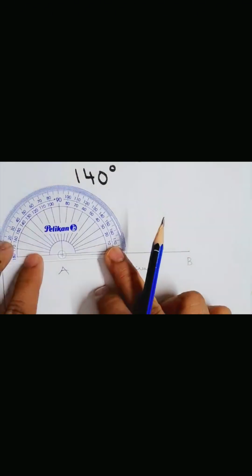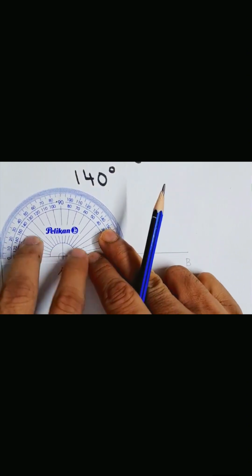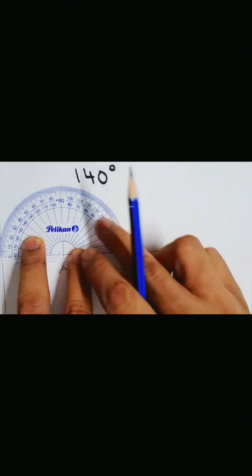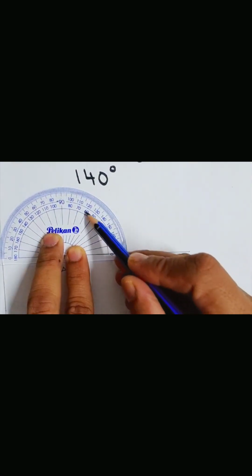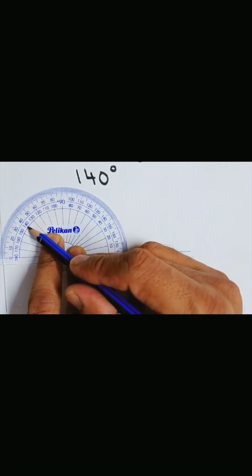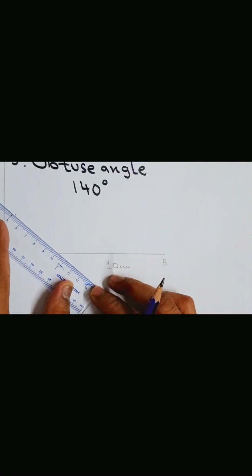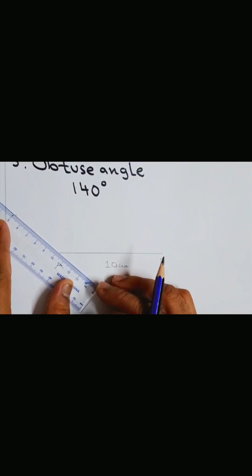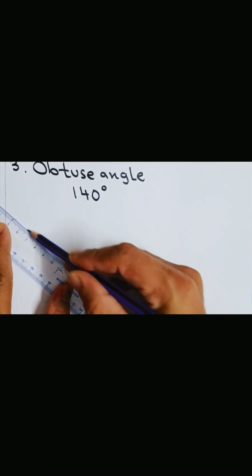So for A, you have to fix it and then hide the baseline, and then see where 140 degrees is coming. Have a look, 0, 10, 20, 30, and so on, 90, 120, 130, 140. In front of 140 degrees, put a dot and then remove the protractor. Join it with the help of a ruler or scale, using the sharp tip of your pencil, and join them.